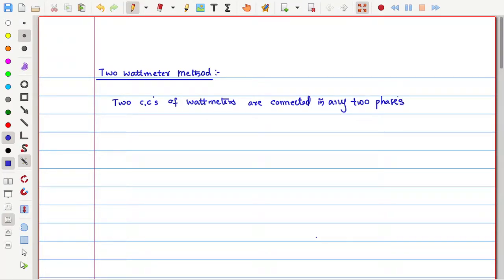That may be RY or that may be RB, but we have to connect these current coils in series with any of the two phases.